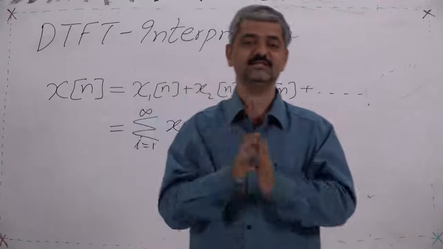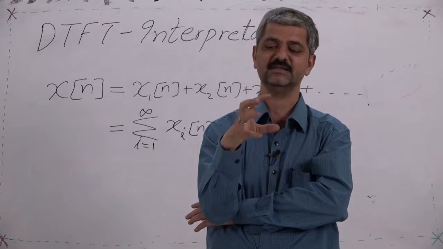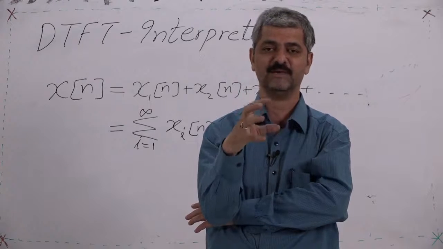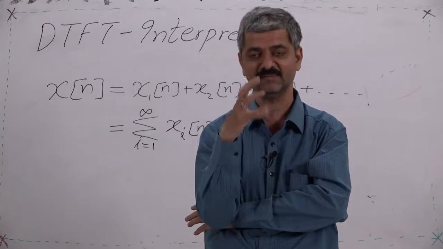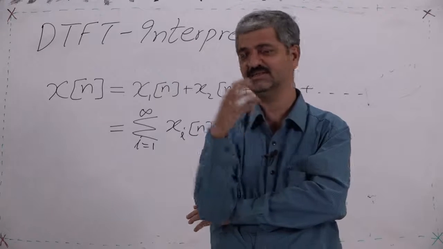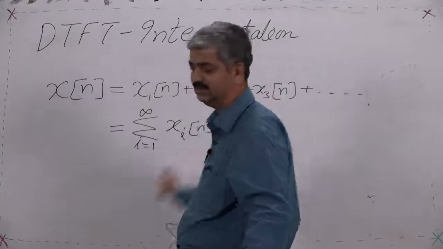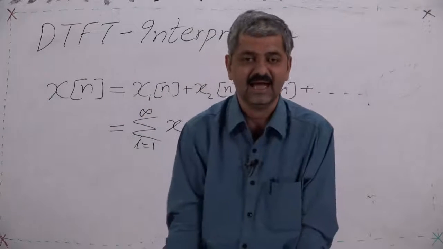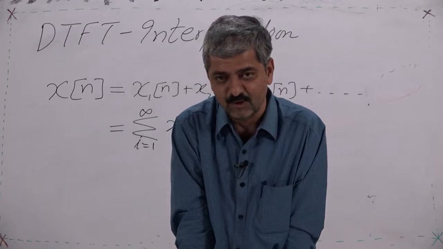So what is the theme? The theme is, the given signal is assumed to be comprised of multiple signals. How many multiple? Infinite multiple. And each subsequence is taken as a rotating point.